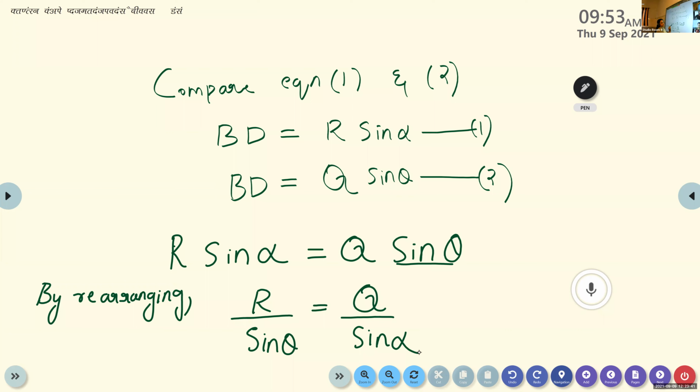I am bringing this sin alpha term from LHS to RHS. So by comparing the first two equations, we get two equations for BD. One is R sin alpha and the other is Q sin theta. So we just equate these two equations and get R sin alpha is equal to Q sin theta. By rearranging this equation, we have R by sin theta is equal to Q by sin alpha. Okay, so this is our equation number 5.